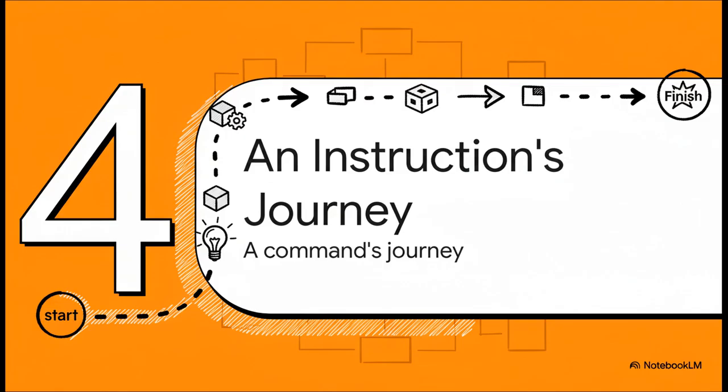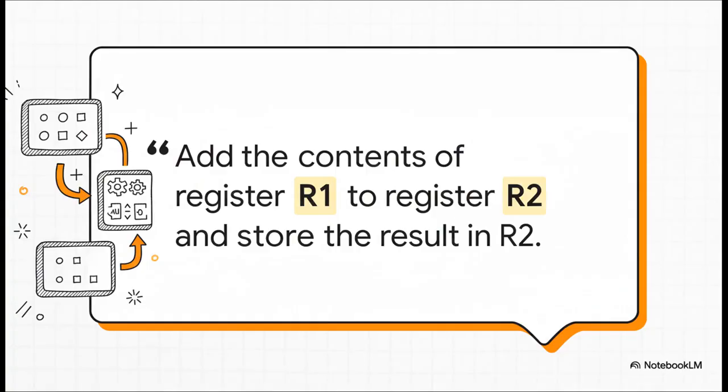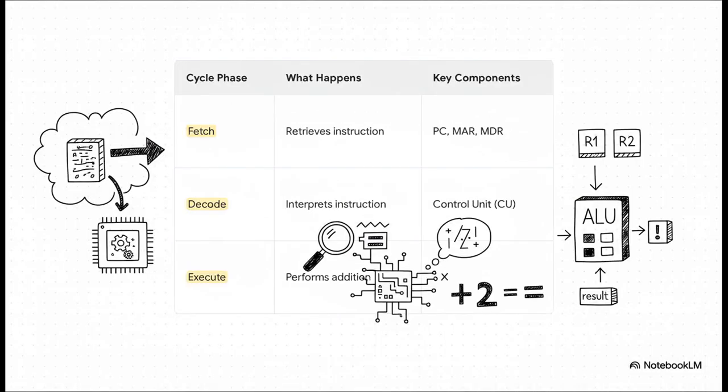All right, so that was the theory. A little abstract? Maybe? Let's make it real. We are going to follow one single, simple machine instruction as it takes a trip through this entire cycle. Okay, our example instruction is add R1, R2. Now that looks a bit technical, but in plain English, all it's really saying is, hey computer, take the number you've stored in that fast little spot called register 1, add it to the number in register 2, and then overwrite whatever was in register 2 with the new total. That's it. So let's watch it go.